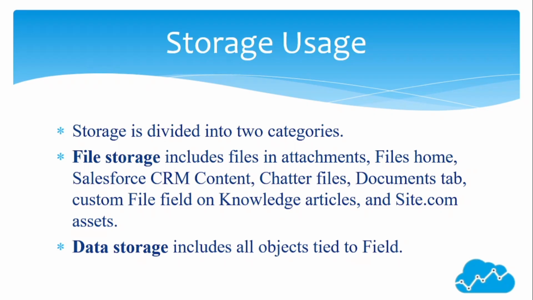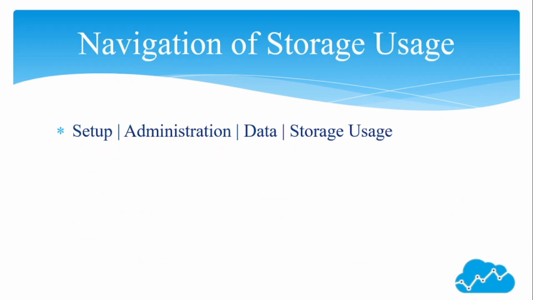Storage is divided into two categories. File storage includes files in attachments, Files home, Salesforce CRM Content, Chatter files, Documents tab, custom file field on Knowledge articles and Site.com assets. Second one is data storage, which includes all objects tied to fields. Navigation of storage usage: Setup, Administration, Data Storage Usage.